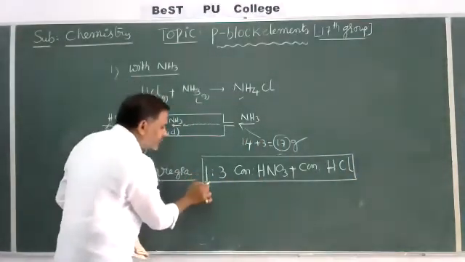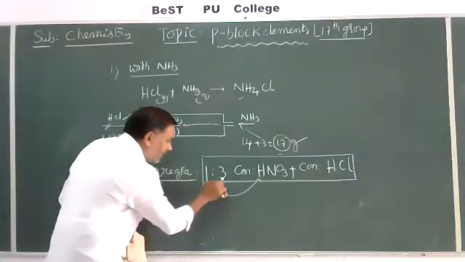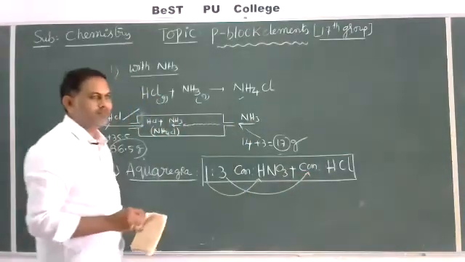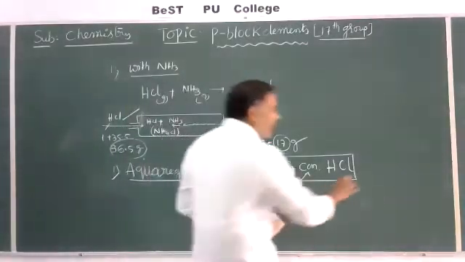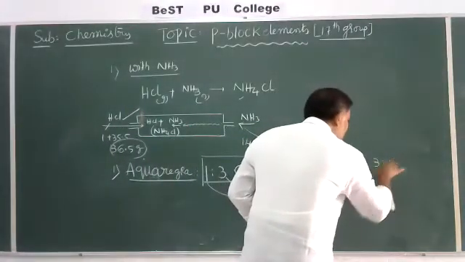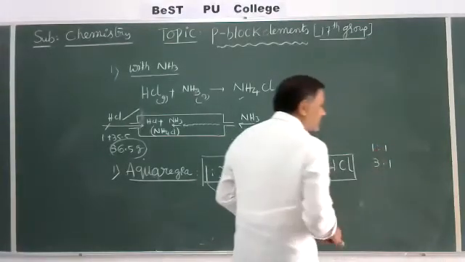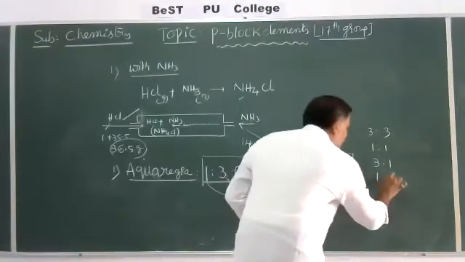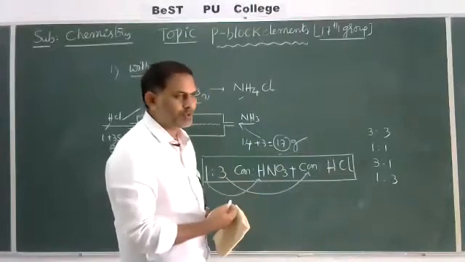So the ratio is one part HNO3 and three parts concentrated HCl. In examinations, to confuse the students, they'll give 3:1 also, 1:1 also, 3:3 also, and 1:3 also. Four options. That is one objective question.